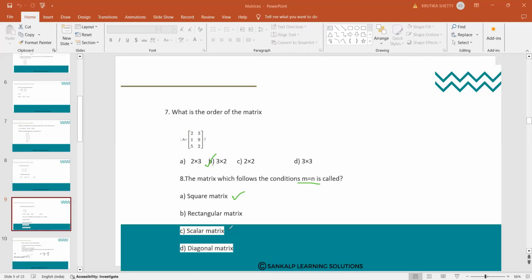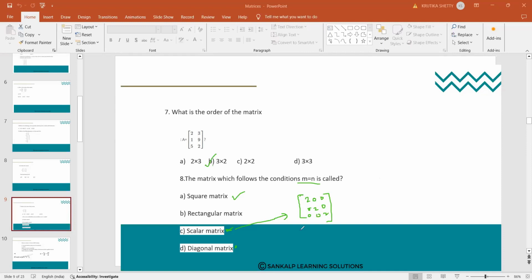No doubt in C and D also, in a scalar matrix as well as a diagonal matrix, the number of rows equals the number of columns. But along with that, there are additional conditions. What is the additional condition for a scalar matrix? All the diagonal elements will be the same. This is the extra condition for a scalar matrix. No doubt it will be m equal to n, but the additional condition is 2, 2, 2.